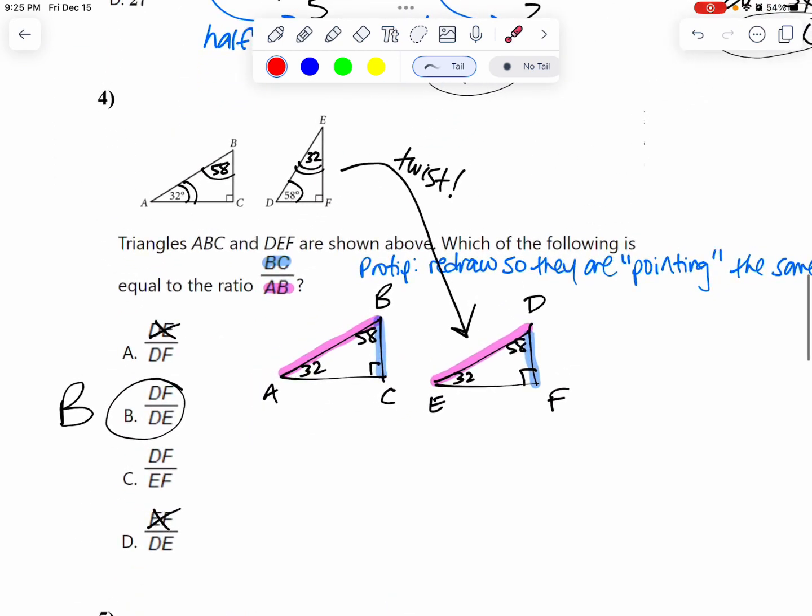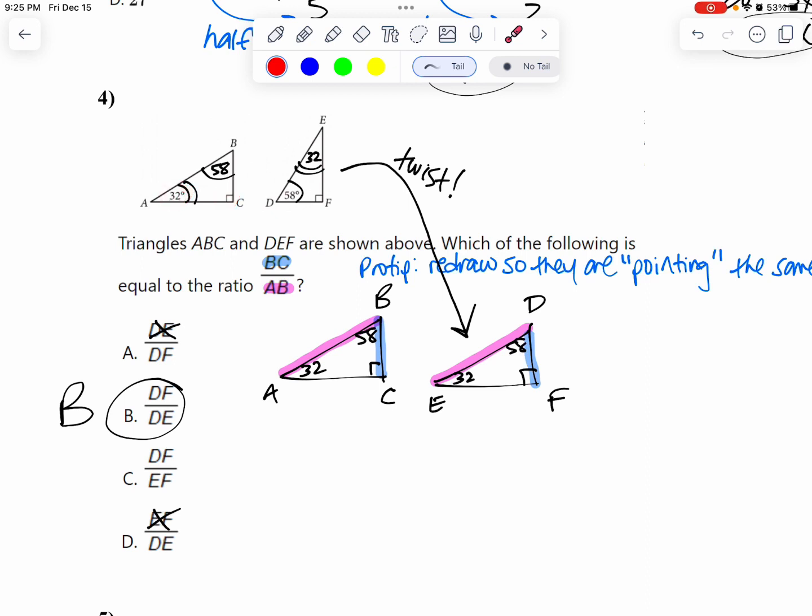Let's look at number 4. We've got these 2 triangles, and here's the thing that they're trying to confuse us about, right? They have flipped this triangle so that it's not pointing the same direction as this one. Do you notice that? I filled in the 58 myself because I noticed this was 90 and this was 32, and I remember, if I remember anything from geometry, it's the fact that all 3 of these add up to 180. Okay, so I figured out that this is 58 by subtracting 90 and 32 from 180.